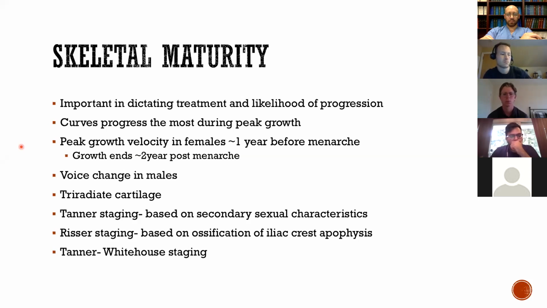And you guys have learned about this in medical school, but Tanner staging is based on secondary sexual characteristics, so breast growth, axillary hair growth, pubic hair growth, things like that. And Risser staging, which is kind of what you'll be asked about, is based on the ossification of the iliac crest apophysis, and we'll touch on that in a little bit. And a new thing that's kind of coming into vogue recently is Tanner-Whitehouse staging, which is based on maturity and growth ossification of the hand in conjunction with the pelvis. But for right now, for pimp questions and things like that, Risser stage is kind of where it's at. Okay.